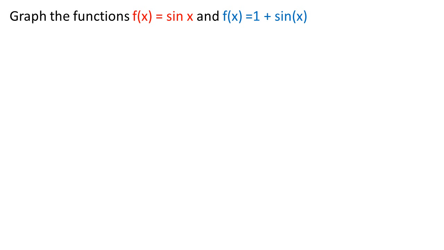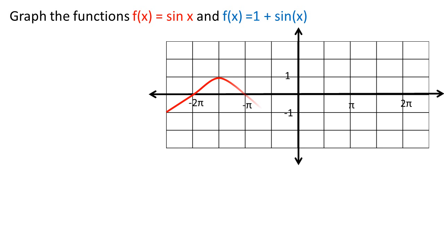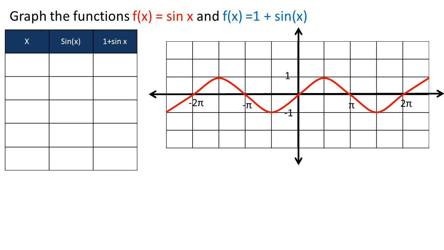So I'm going to graph f of x equals sine x in red, and you've seen that graph lots of times, so I'll just put it right there. And f of x equals 1 plus sine x in blue. In order to do that, I'm going to make a little table where I have x, sine x, and 1 plus sine x. The x is going to be this first column, and the y is going to be this last column. This middle column is just going to help us figure out what the other two values are.